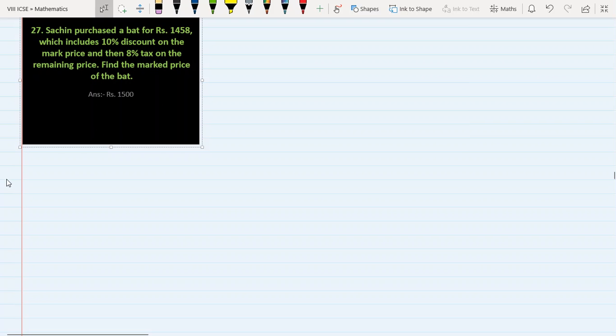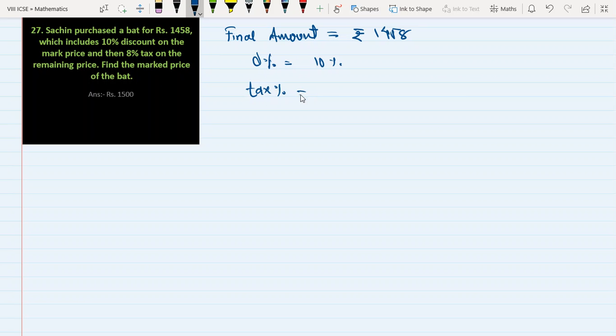Okay, Sachin purchased a bat for rupees 1458, which includes 10% discount on the mark price and then 8% tax on the remaining price. So we have got the final amount. What is the final amount? Rupees 1458, right? What is the discount percent? 10%. What is the tax percent? 8%. Find the mark price of the bat. Okay, so we have to find the mark price.